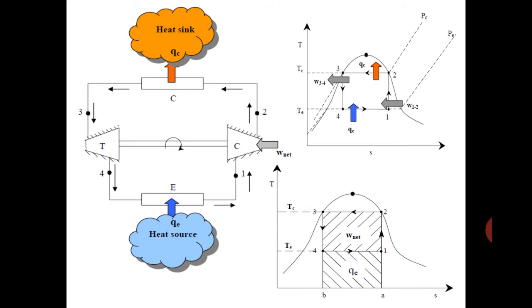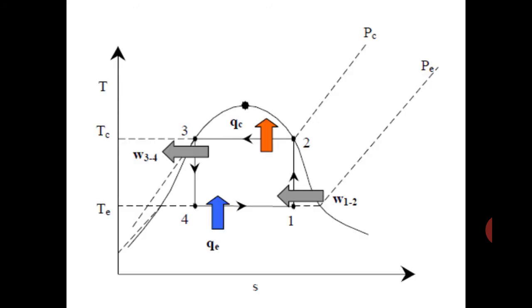So this heat is absorbed from the heat source, and the heat is rejected in the condenser to the heat sink, which is nothing but the atmosphere. But remember here that the temperature of the heat sink is higher and the temperature of the heat source is lower. This is the enlarged view of the TS diagram.